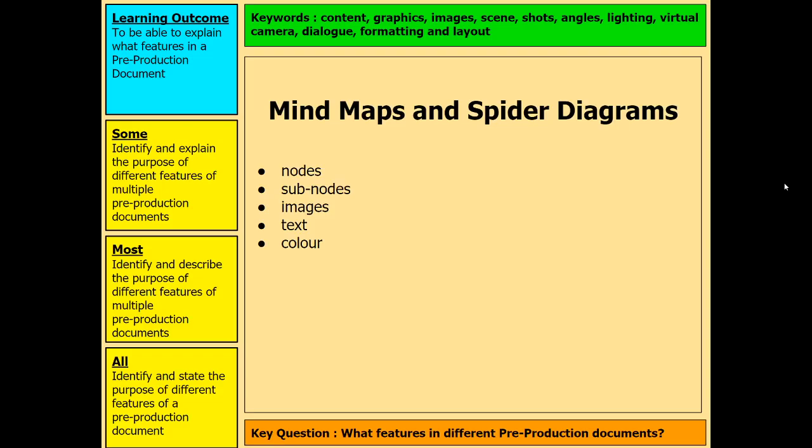They will both have text, because obviously something needs to go on those nodes to let us know what it's about, who's using it. But then this is where the difference comes. Spider diagrams won't have images, they won't have colour, but mind maps will.